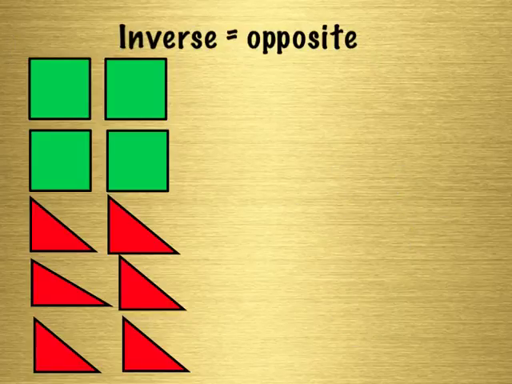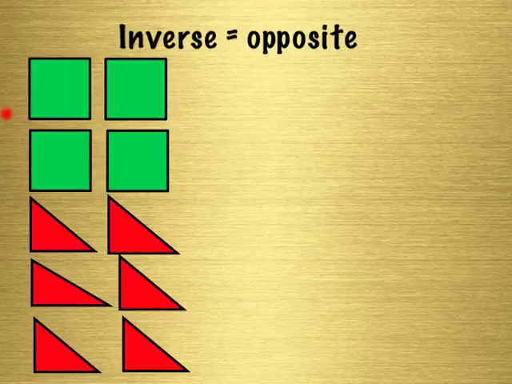So inverse is just a fancy word that means opposite. When you invert something, you turn it upside down. You do the reverse. So here I have a shape that has 4 squares and 6 triangles. If I took all those shapes and scattered them in a bag, and you closed your eyes and picked one out, what would be the probability of getting a square?